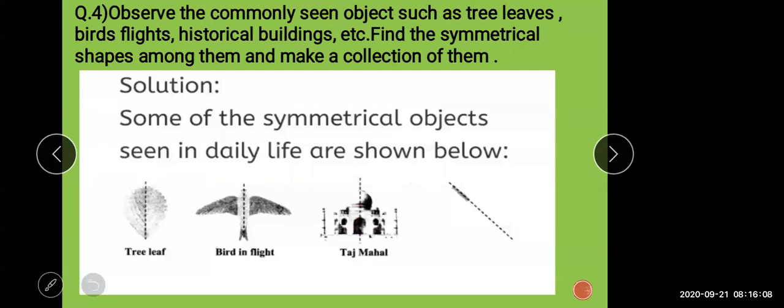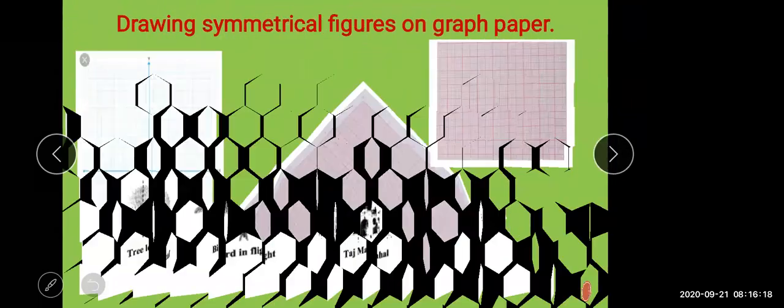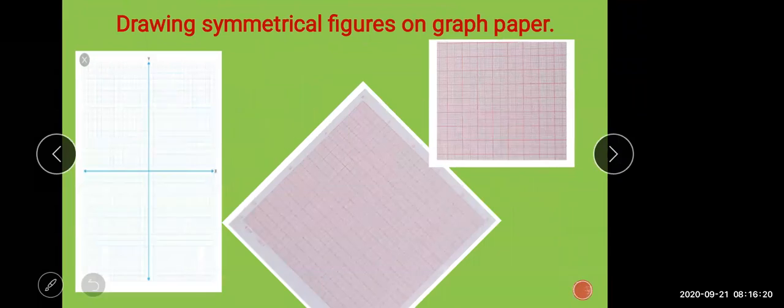Okay. Now our lesson, practice set number 20, is over. Now we will go on to the next topic, which is drawing the symmetrical figure on graph paper. What is a graph paper?